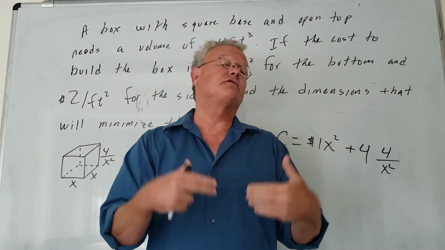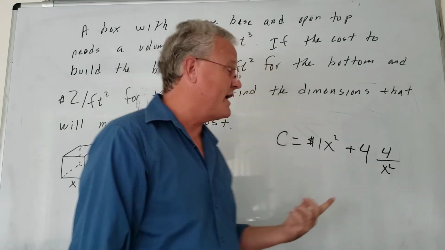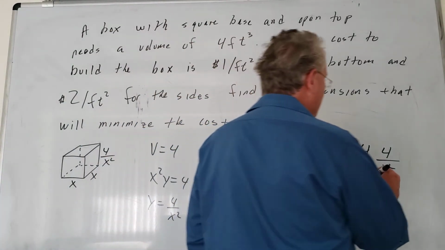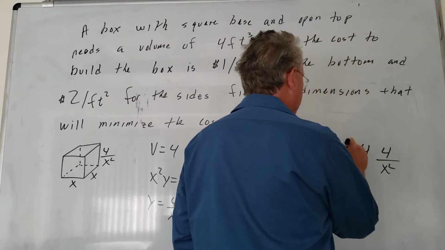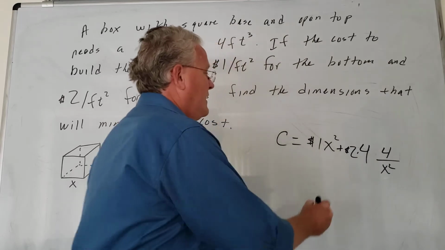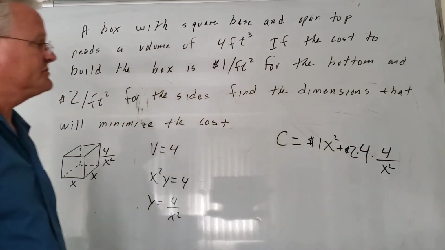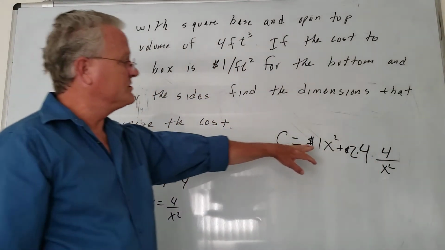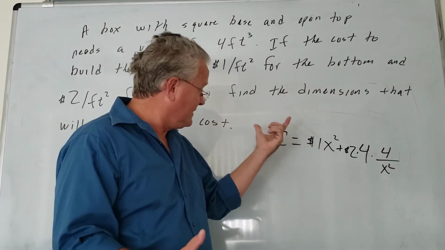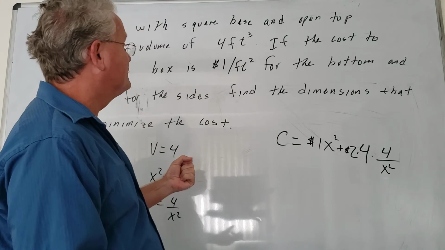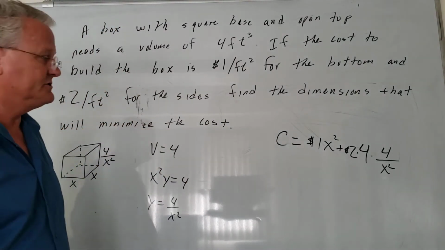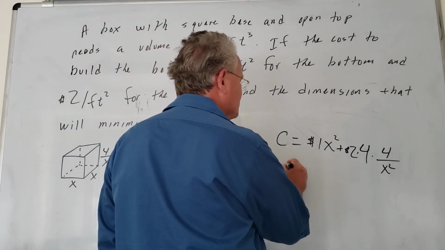What is the cost for each one of these square feet? We have to multiply by that. The cost is $2, so let me put $2 here. And here's our cost equation. It is a function of just one variable, so we can take the derivative. We take the derivative because that is what we're trying to optimize, or in this case, minimize: the cost.